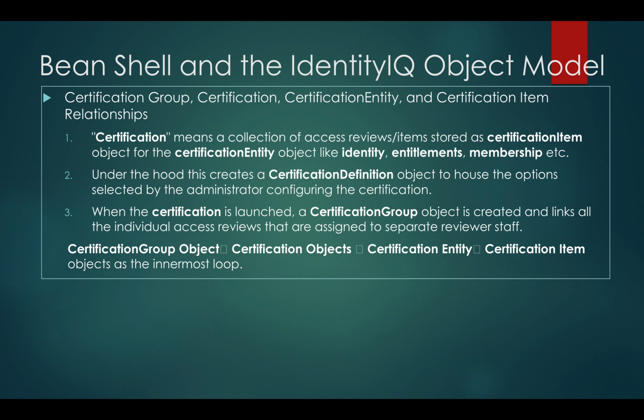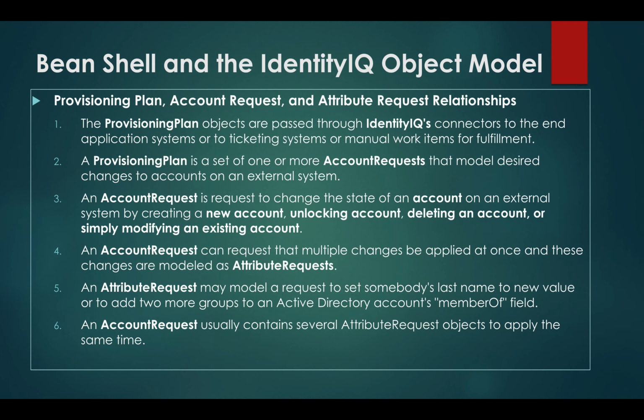How you can consider this is that the certification group object is the outer shell, and in the certification group object there are some certification objects. Inside a certification object we will find certification entities, and the certification entity will house the certification item object as the innermost object.